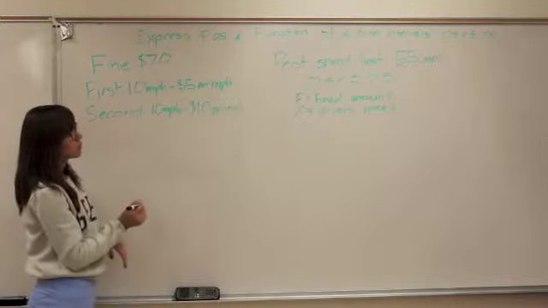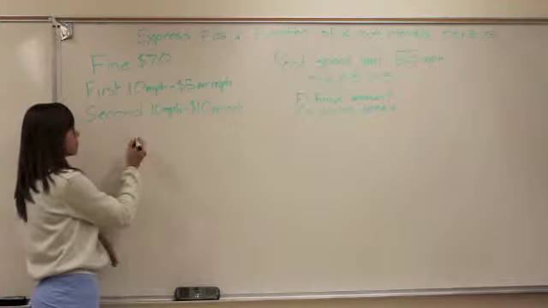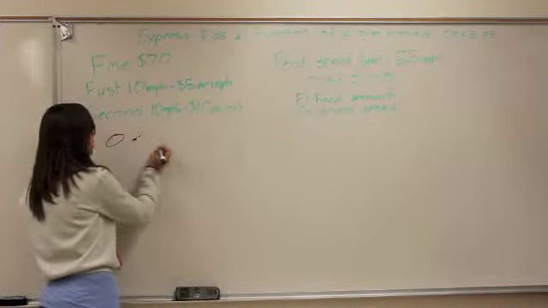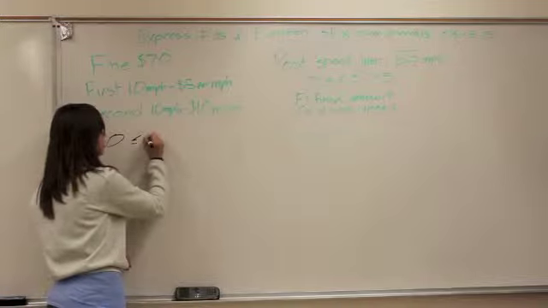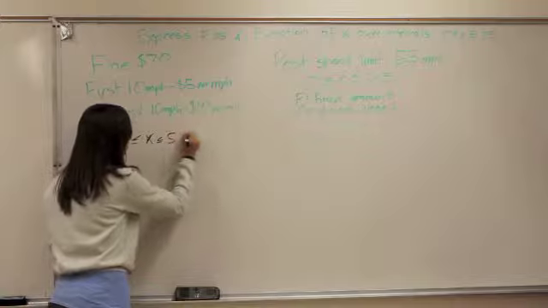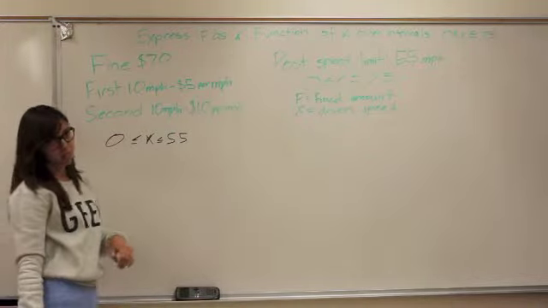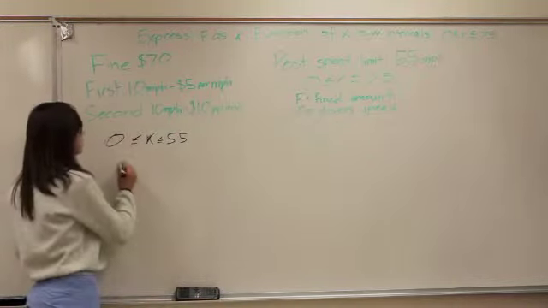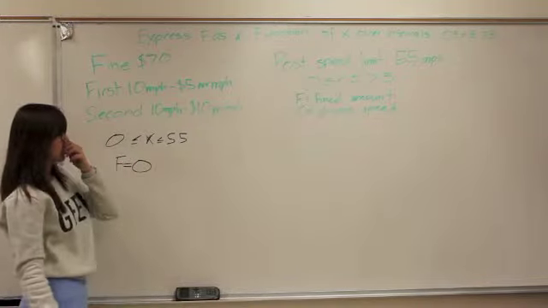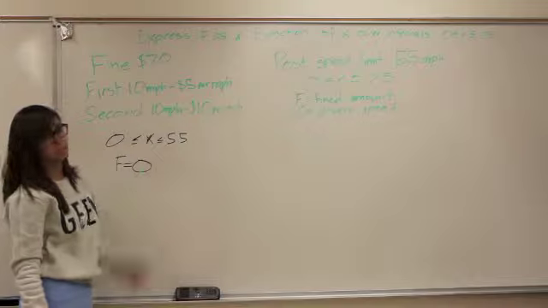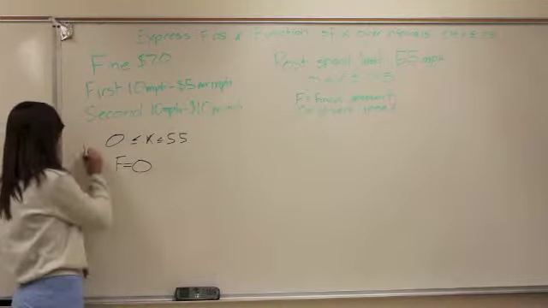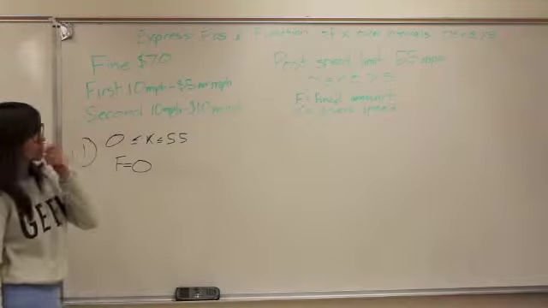So with this, between the intervals 0 and 55, because that is the posted speed limit, f in this case would equal 0 because you are not going over the speed limit, so there's no fine, where f equals the fine amount. So that's the first one for this problem.